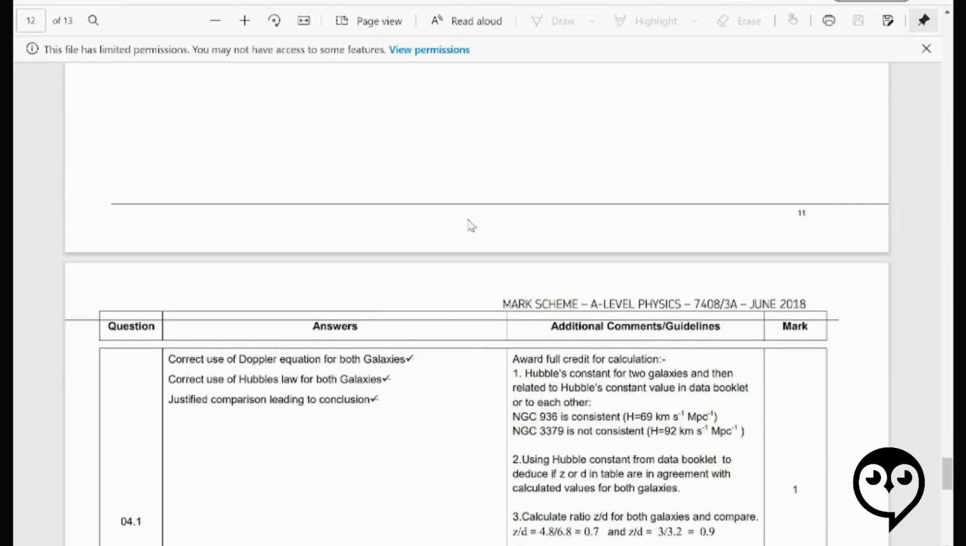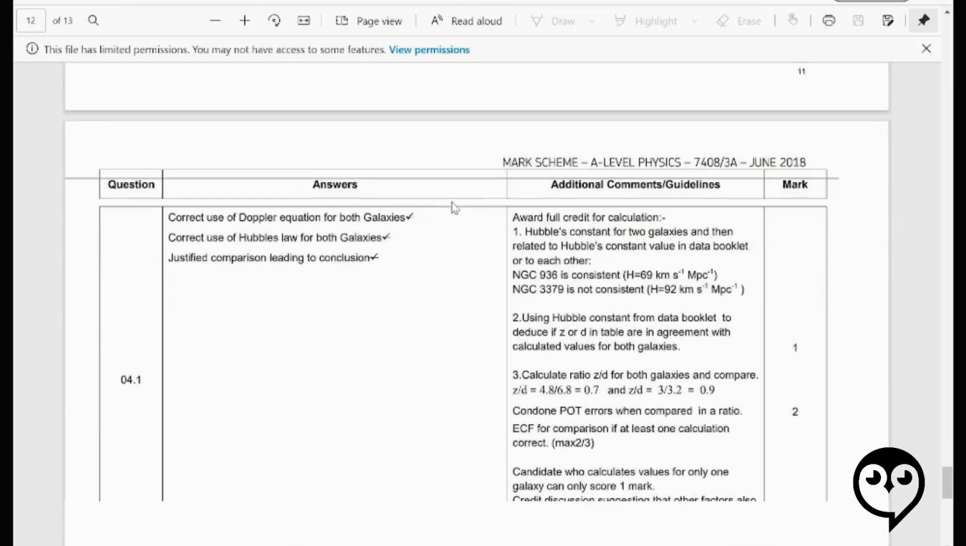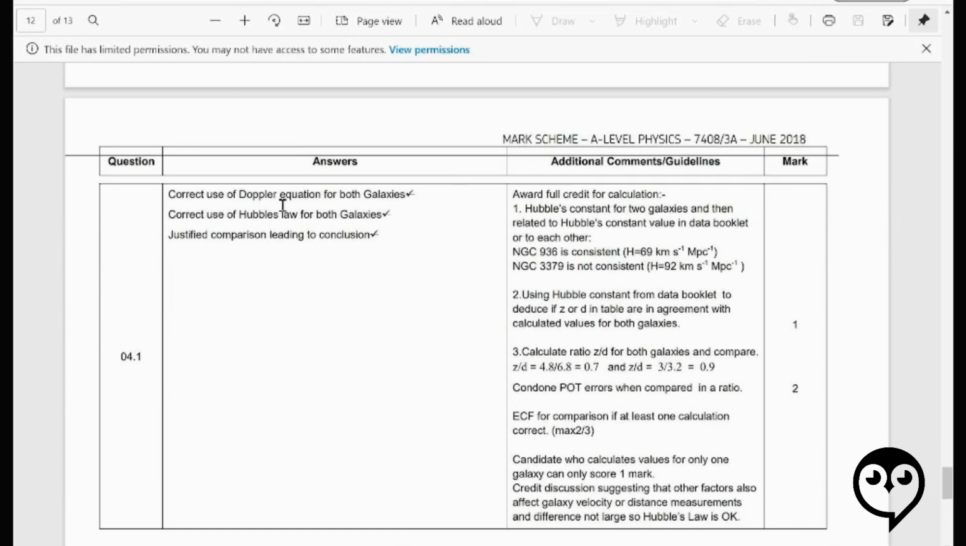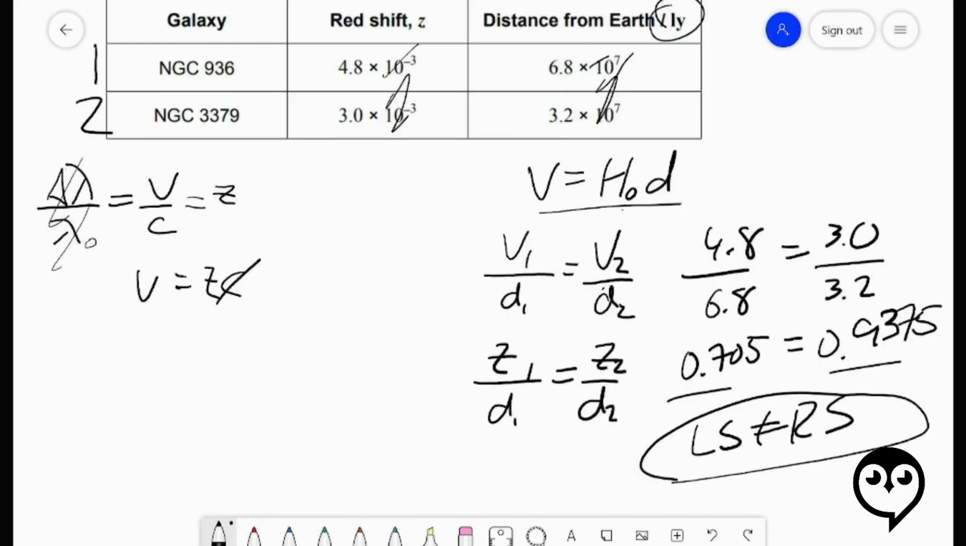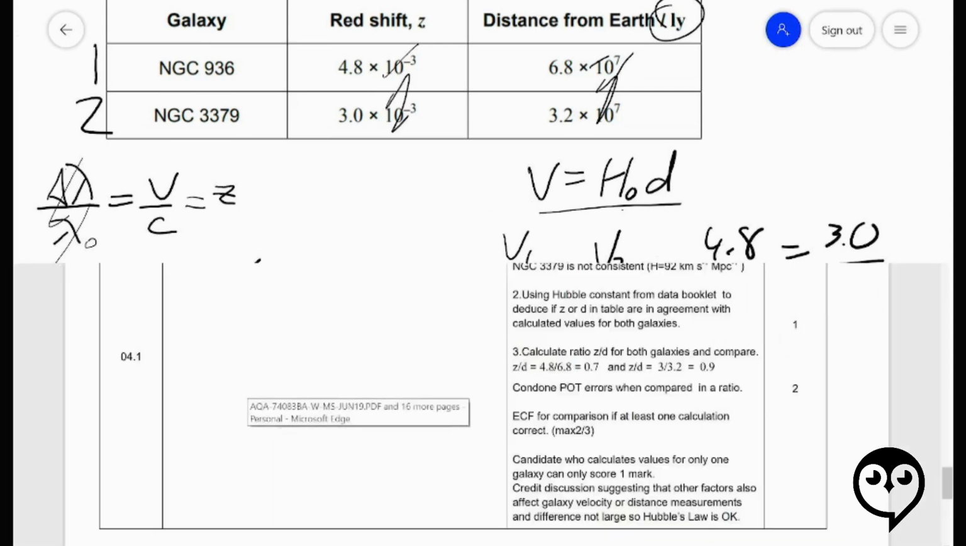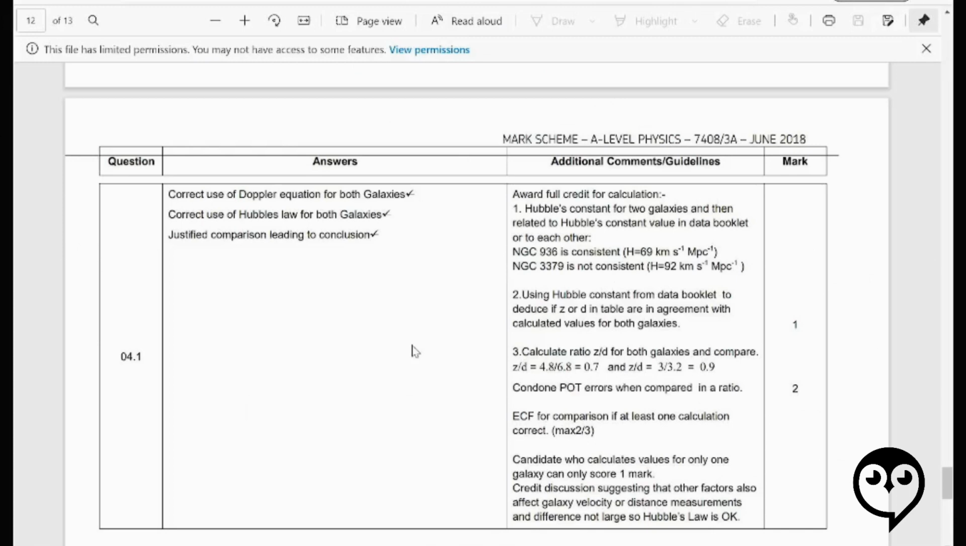Let's scroll up and take a look at correct use of Doppler equation for both galaxies, correct use of Hubble's law for both galaxies, right, which is what we had done here. Okay, Doppler, Hubble. I've put them together. It's just two calculations. Justified comparison leading to conclusion.